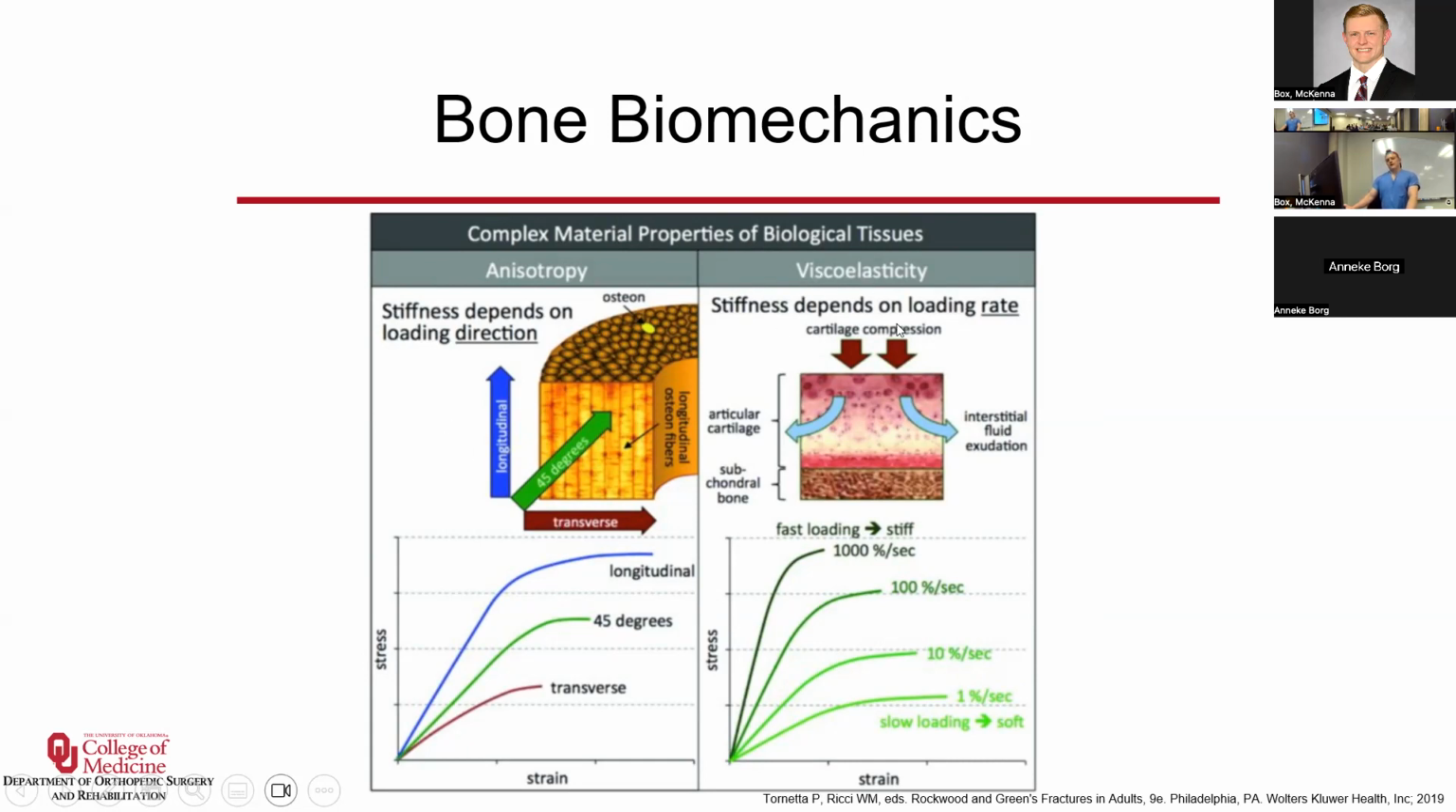Also, bone is viscoelastic, which I like to think of as kind of like water. The stiffness of bone depends on the rate of loading. If you slap water, it's going to be really stiff, but going really slow, you can put your hand into it. Bone's kind of the same way. If you load it really fast, it can withstand a lot of stress and get really stiff, but if you do a lot of slow loading, the bone stays pretty soft. This is especially important in the metaphysis and the epiphysis, where a lot of cancellous bone is.